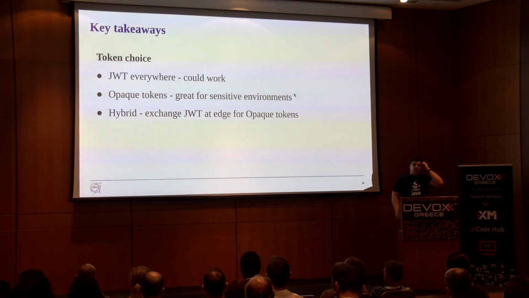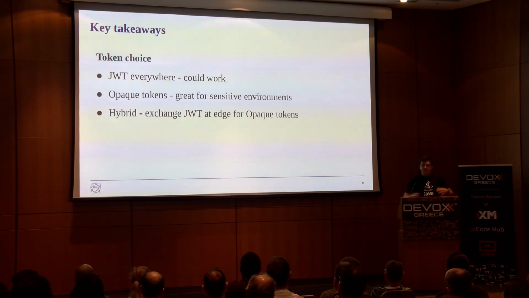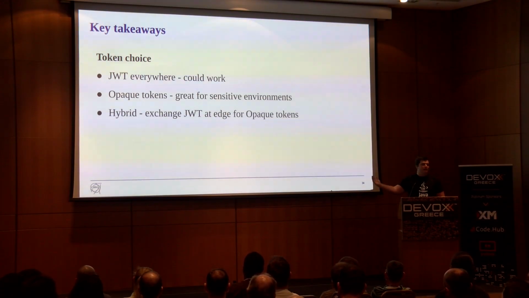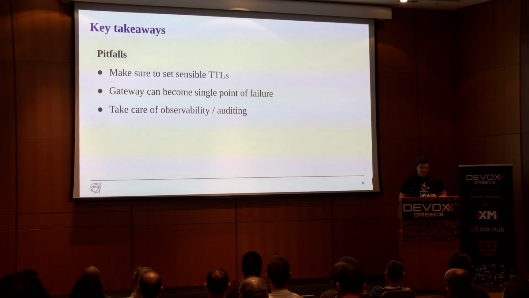All right. Now, some key takeaways before we end. Use JWT everywhere, maybe. But in some sensitive environments, it's good to have opaque tokens. Again, you have a lot more control than with JWT tokens, so it's something interesting to try. Hybrid is also a very good thing. You do JWT at the edge and opaque tokens internally inside your services.